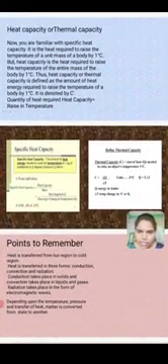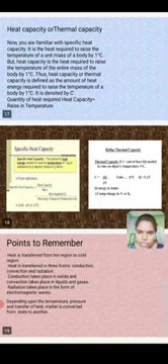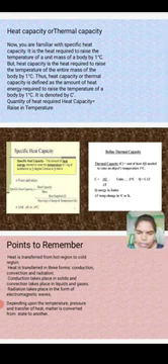Next, specific heat capacity. Specific heat capacity is the amount of heat energy required to raise the temperature of 1 kg of a substance by 1 degree Celsius or Kelvin. From the definition, specific heat capacity C is equal to heat capacity divided by mass. So it is the heat supplied divided by mass in kg into change in temperature. So the unit is J/kg K or J/kg °C.